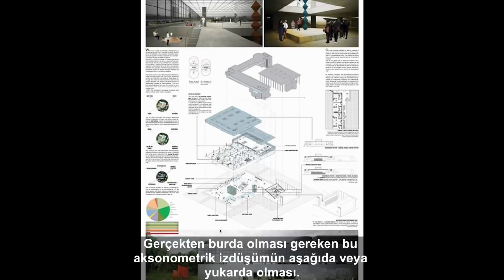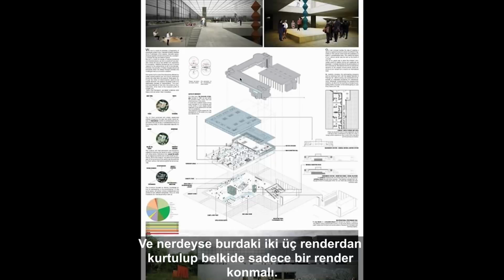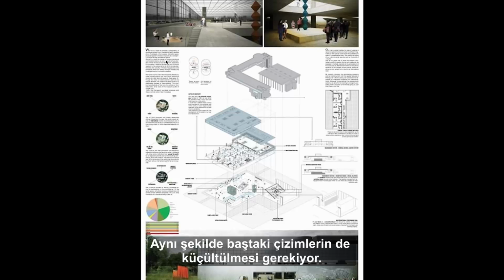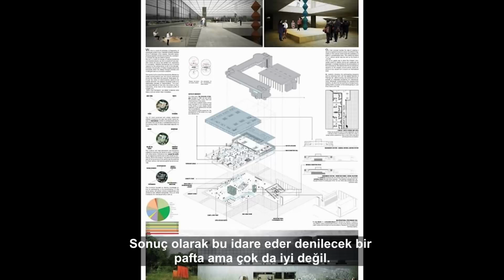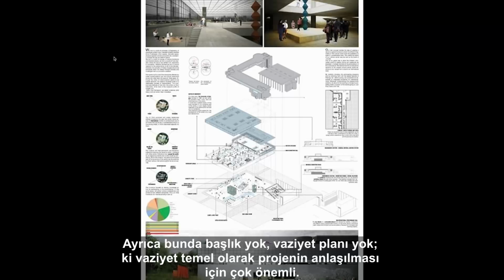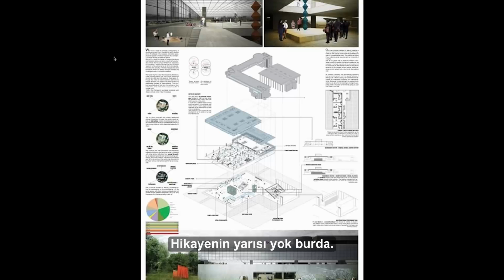Really what should happen here is this axonometric should be pulled down the bottom or up the top, and you could almost get rid of the 2 or 3 renders and just have the one render that describes it. Similarly, the top drawings need to be a lot smaller. So this is an example of an okay panel, not so good. And there's also no title, no site plan, which is very key in understanding the middle of the story basically is not there.